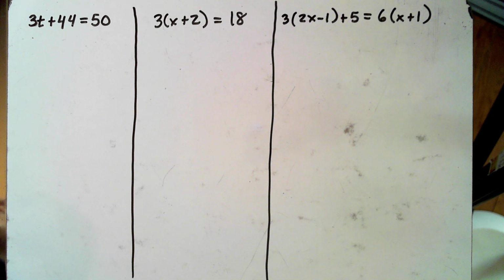Hello everyone, and welcome to a review of how to solve multi-step equations. So the first equation we have is 3t plus 44 equals 50.